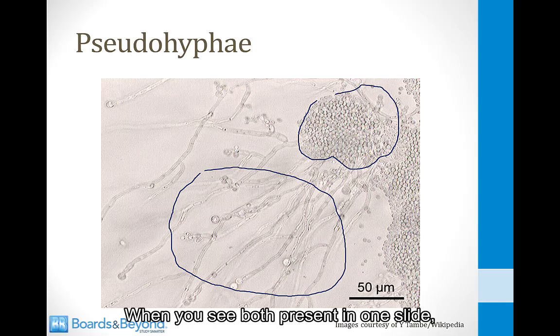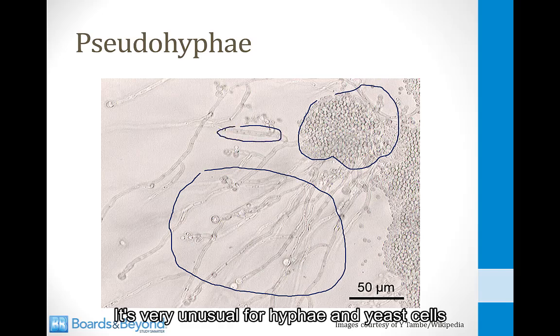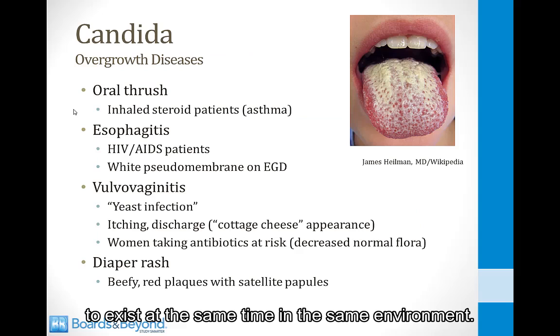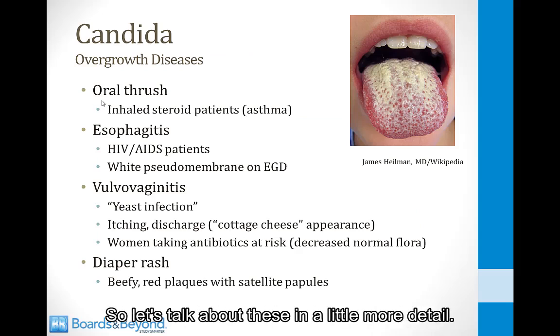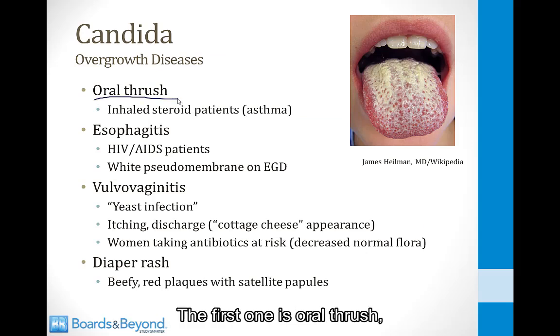When you see both present in one slide, then you are most likely looking at Candida because you're not really seeing hyphae, you're actually seeing pseudohyphae, which are budding yeast. Very unusual for hyphae and yeast cells to exist at the same time in the same environment. As I mentioned before, Candida can cause a number of overgrowth diseases, so let's talk about these in a little more detail. The first one is oral thrush.